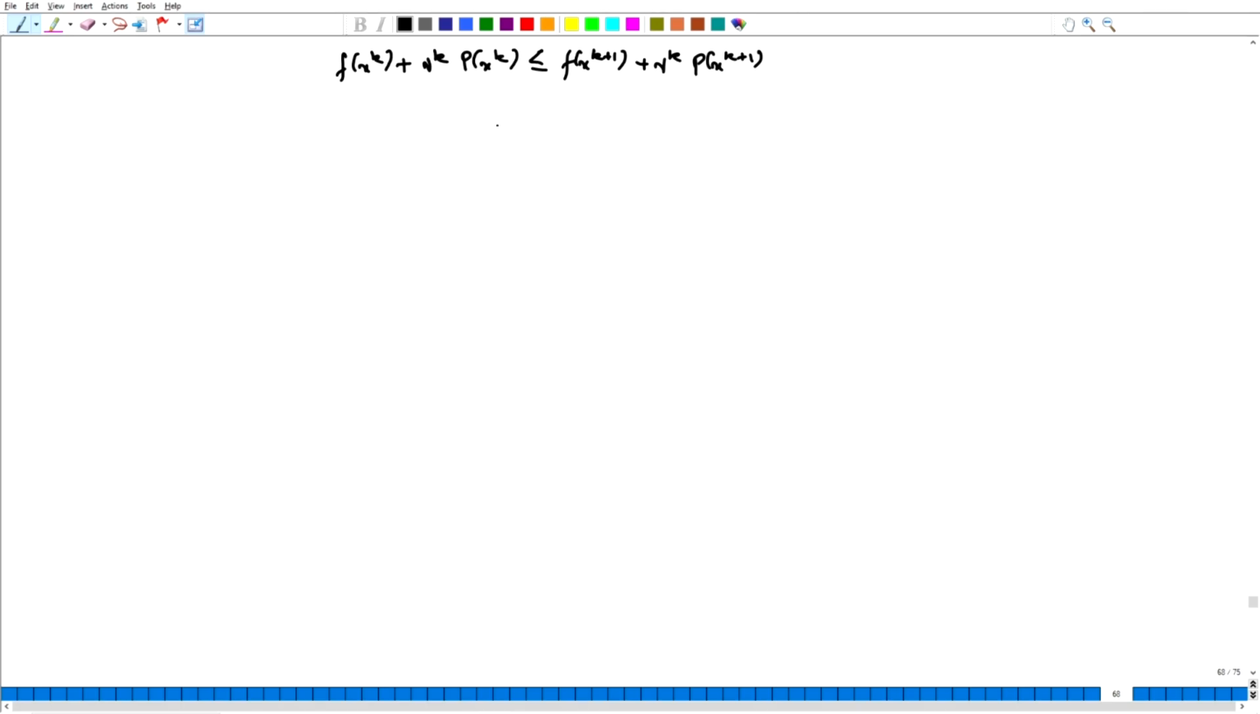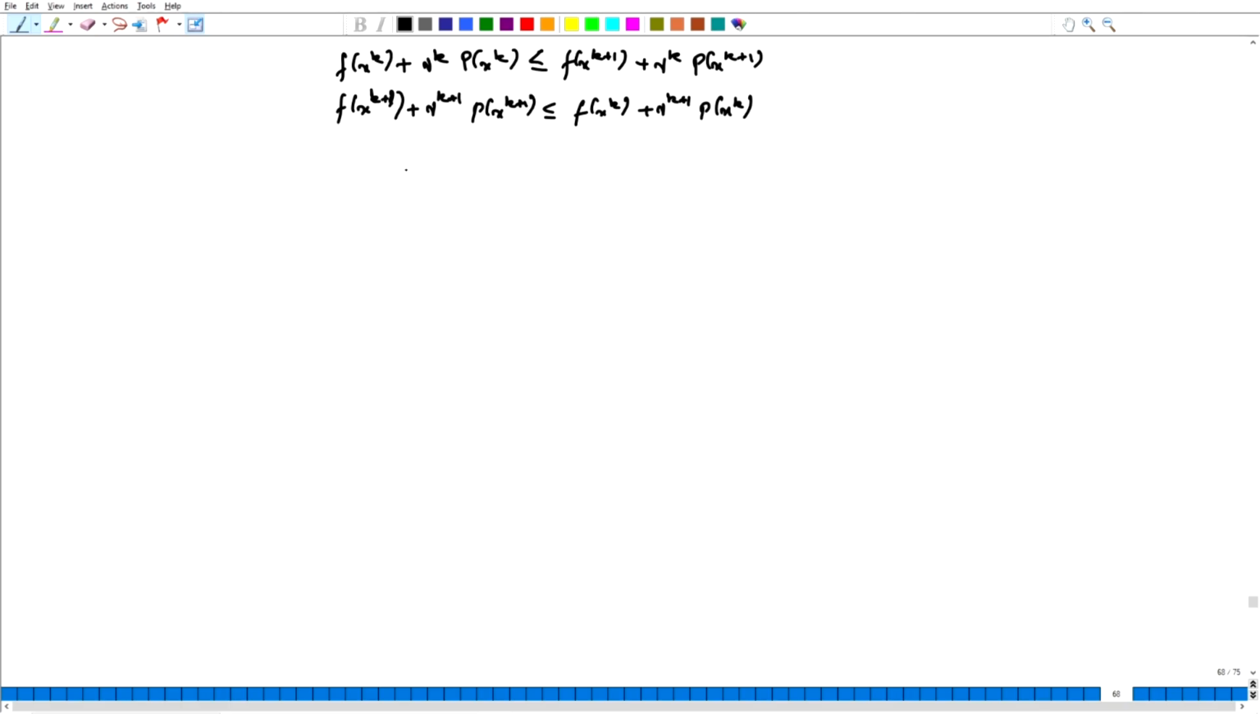And if I do the same for gamma_{k+1}, I will have f of x_{k+1} plus gamma_{k+1} p of x_{k+1} is less than or equal to f of x_k plus gamma_{k+1} p of x_k, right. Again, this is the minimum because the equation is minimized at x equal to x_{k+1}, right.